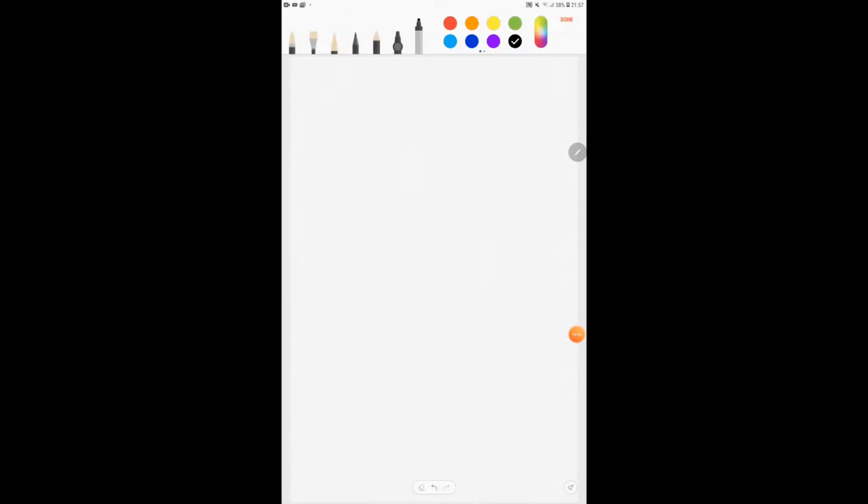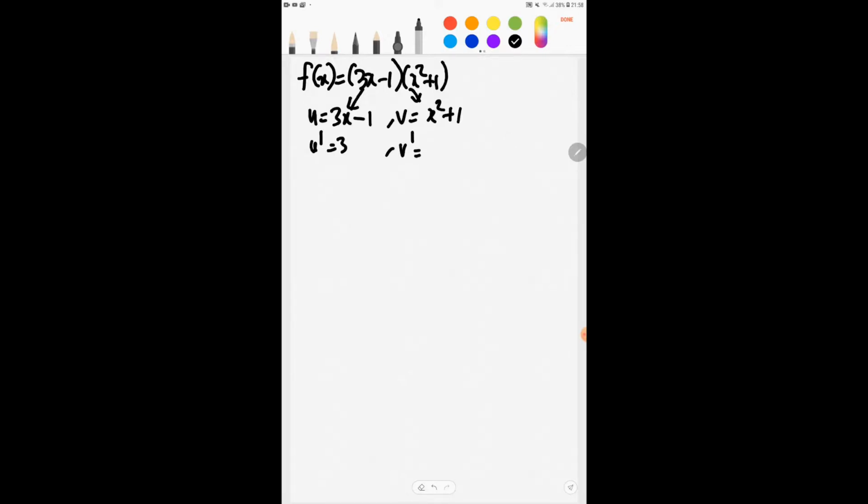We want to find f prime of x for the function f(x) equals 3x minus 1 multiplied by x squared plus 1. We let u equal 3x minus 1, so u comes from here, and v equals x squared plus 1, which comes from here. Therefore, u prime is equal to 3 and v prime is equal to 2x when we differentiate v.